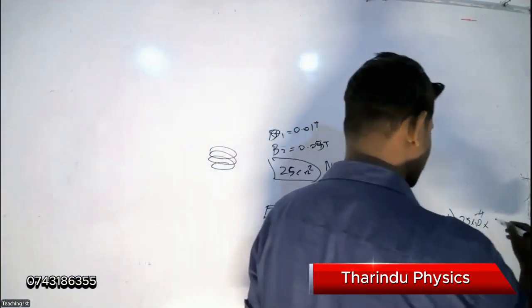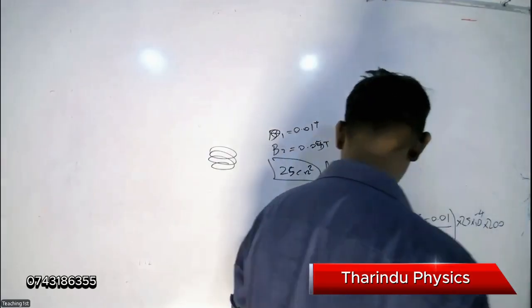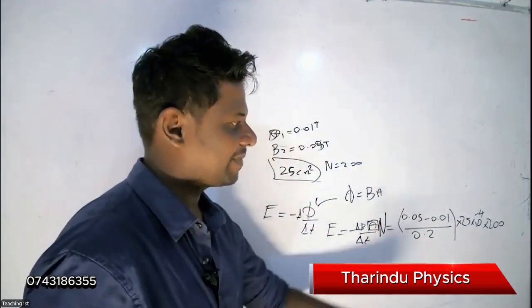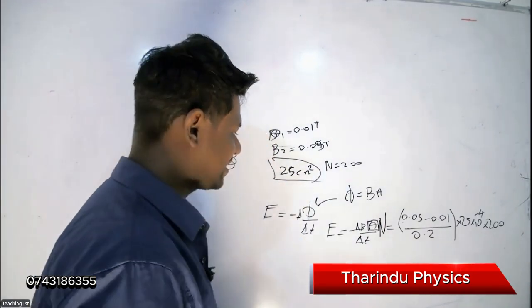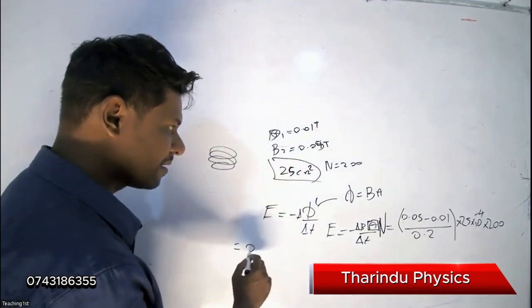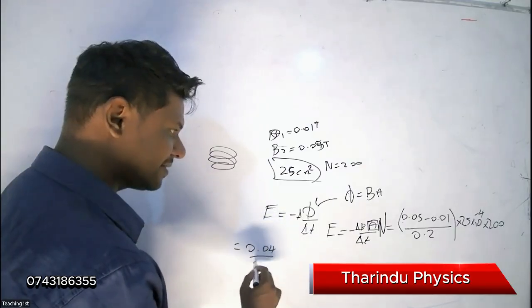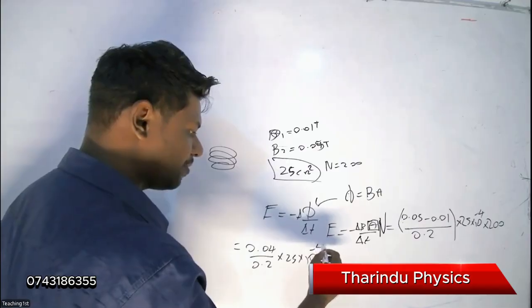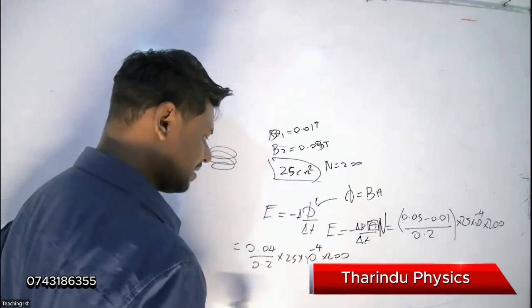200 turns. There are 200. It is only for one turn. If there are 200, whatever n number, you have to multiply by n. Let's get. Now the result becomes 0.04 divided by 0.2 multiplied by 25 into 10 to the power minus 4 multiplied by 200.